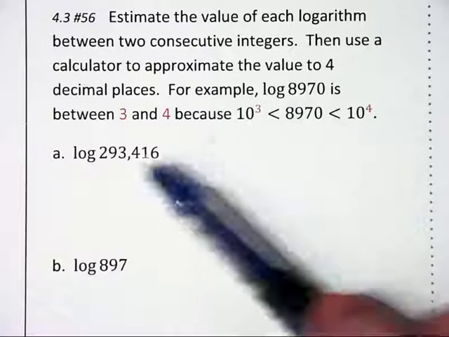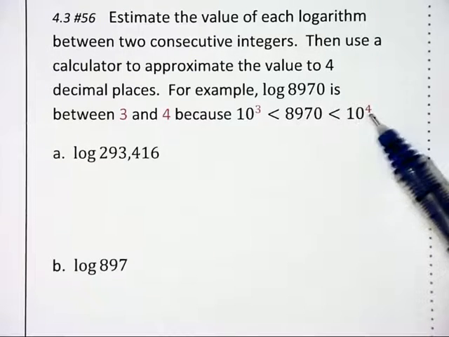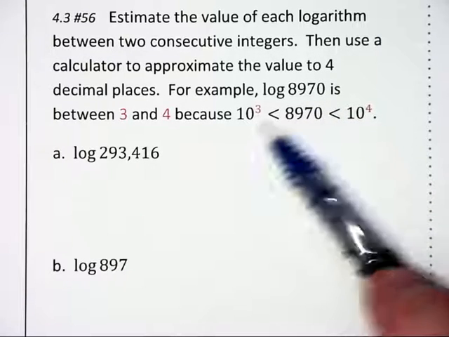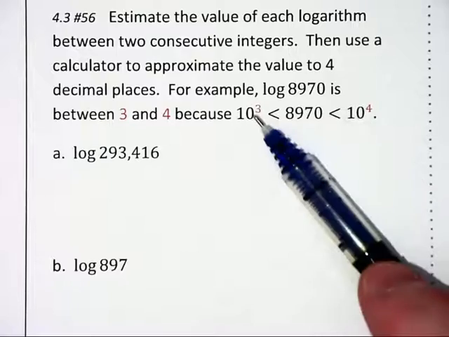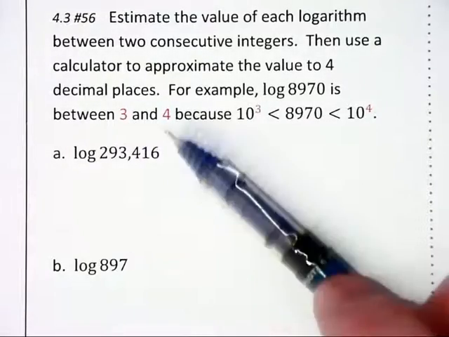Notice that 10 to the third power is 1,000. 10 to the fourth power is 10,000. This 8,970 falls between 1,000 and 10,000, which is 10 to the third power, and that's why this is going to end up being between 3 and 4.